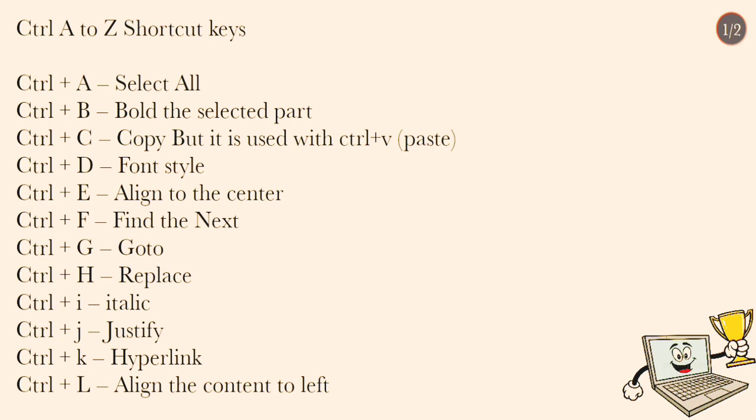Control plus E, that is used to align all the paragraphs to the center. Control plus F, it is used to find the next. Control plus G, it stands for go to. Control plus H, it stands for replace. Control plus I, italic. Control plus J, justify.